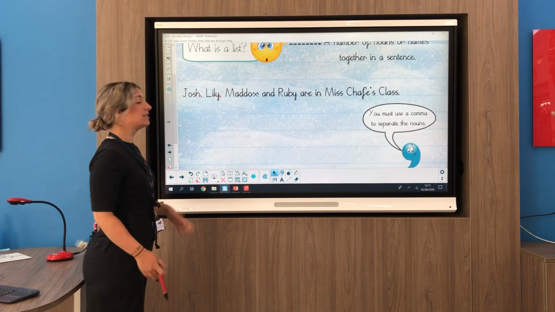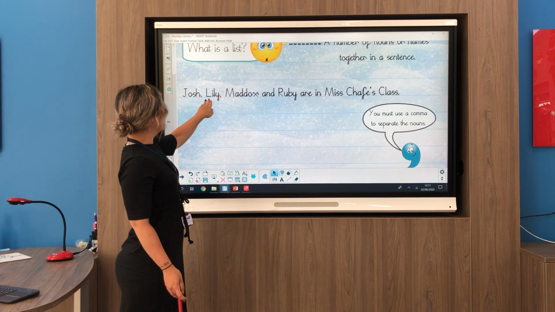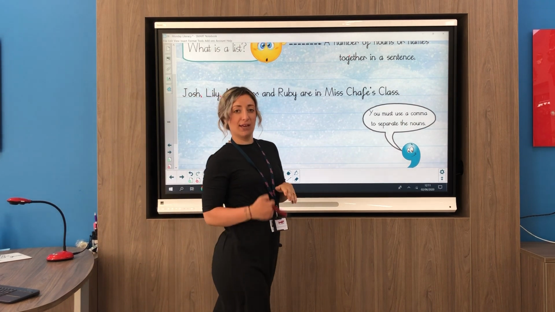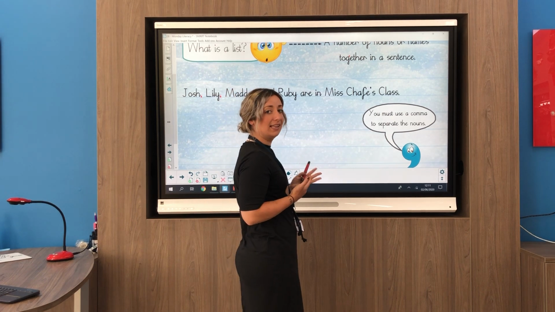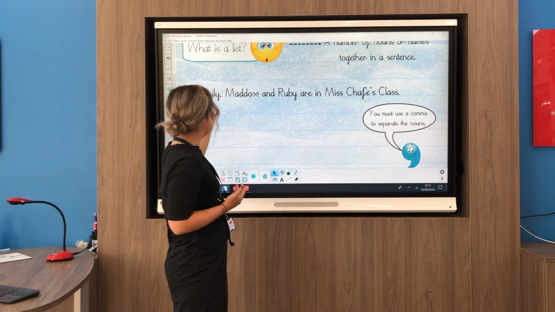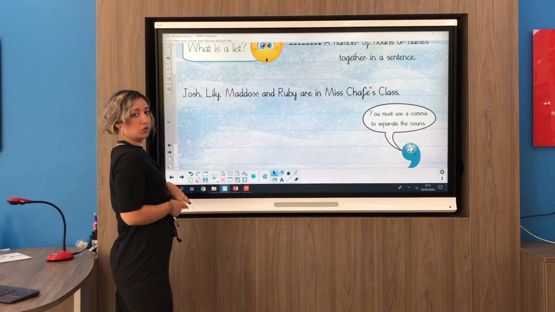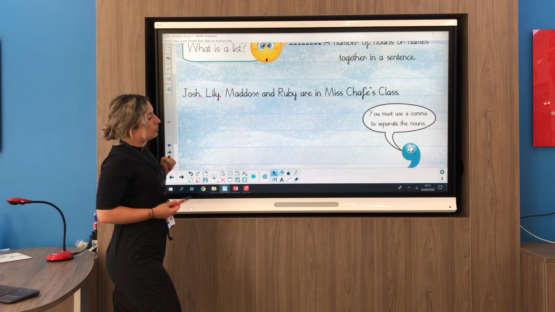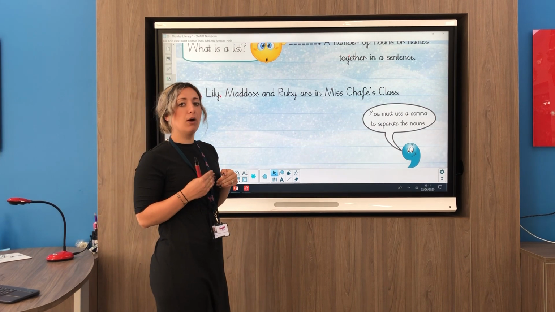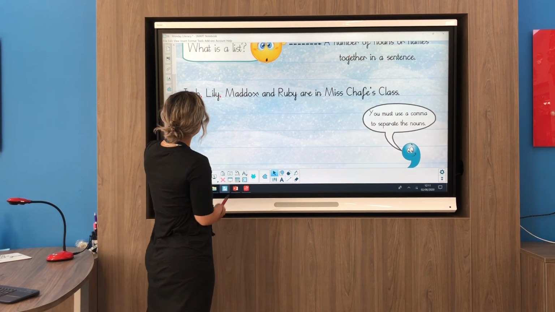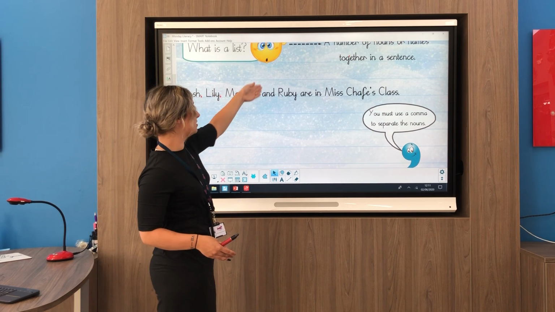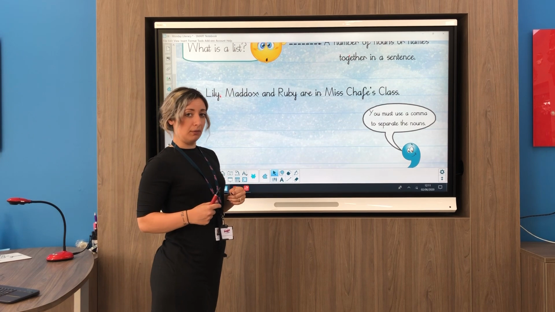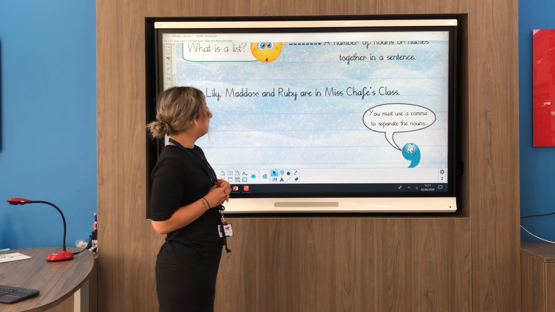Right, so my sentence is: Josh, Lily, Maddox and Ruby are in Miss Chafe's class. And that is a list using commas. You can see where I've used the commas because I've put them in red. Now, there is a rule to this. When you are making a list, the list is of people in my class. It could be that you wanted a list of products when you went to the shop. It is whatever you like, any sort of list.